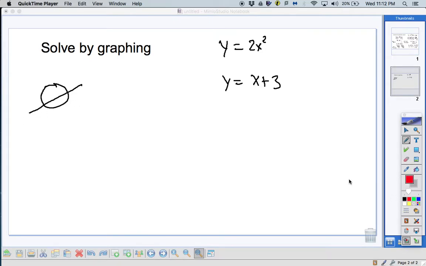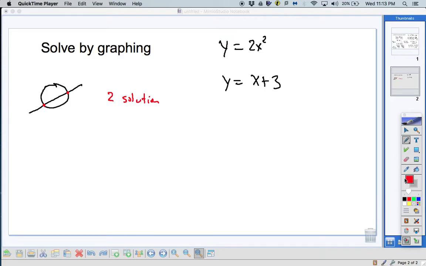And our solutions are the intersection points. So we have a solution there, we have a solution there. That's what a solution to a system means, is our intersection points. So there's two places they intersect, so we should be looking for two solutions. This happens a lot of the time. But we have a couple special cases.